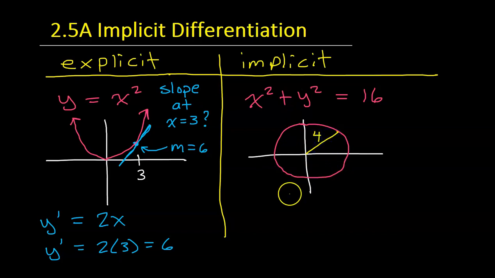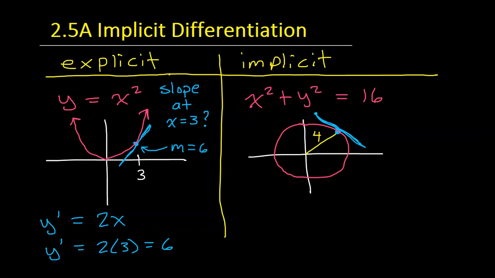So what if I wanted to find the slope at this point right here, for example? What if I want to find the slope right here? That was really easy to do when we had an explicitly defined formula. y equals x squared. We could just do the power rule or whatever it may be, and we found the slope very easily. But how do we differentiate when y is not by itself?